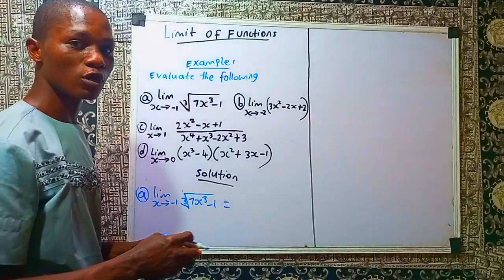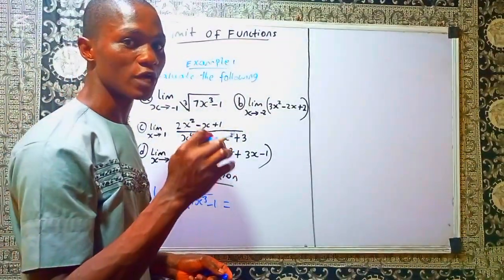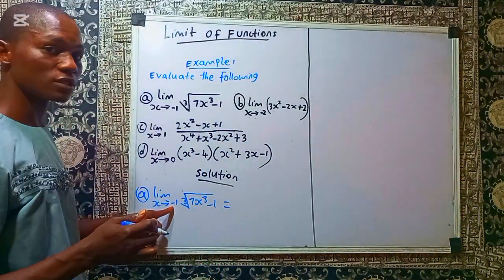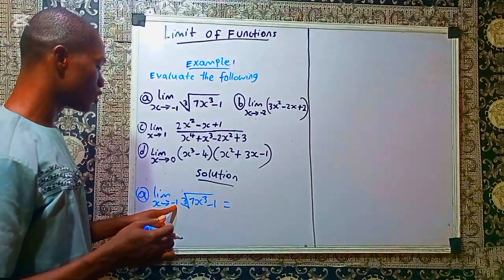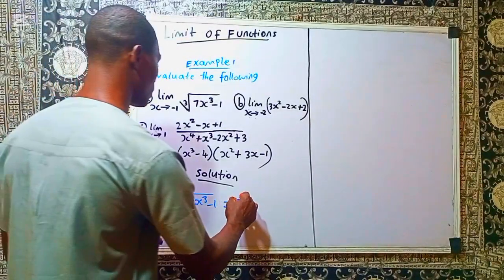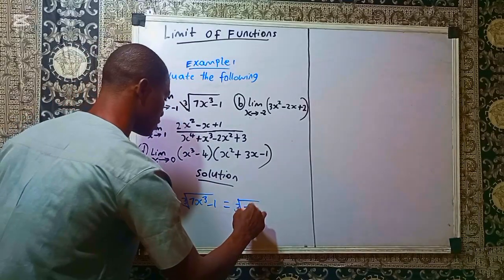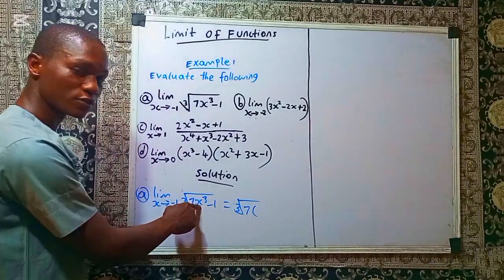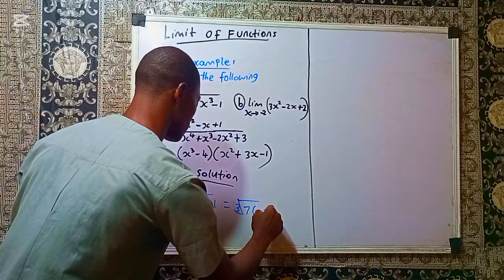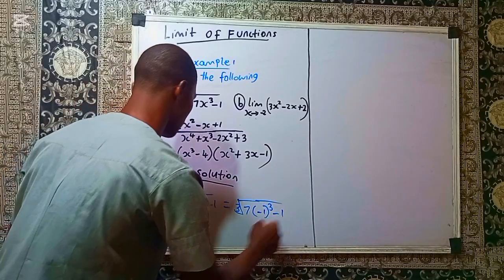So you are going to do what? Like I said earlier, if you are evaluating the limit, you plug in the point you are evaluating the limit at. You are evaluating the limit as x goes to minus 1. So you plug in minus 1, you replace x with minus 1. So this will be the third root of 7 times minus 1 raised to power 3, because we're having x raised to power 3, then minus 1.